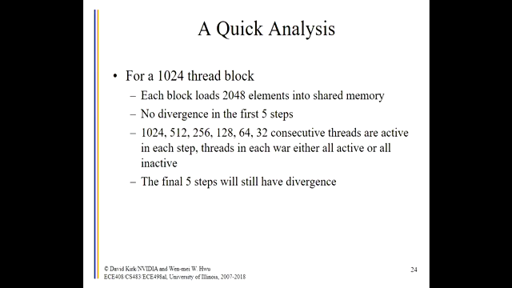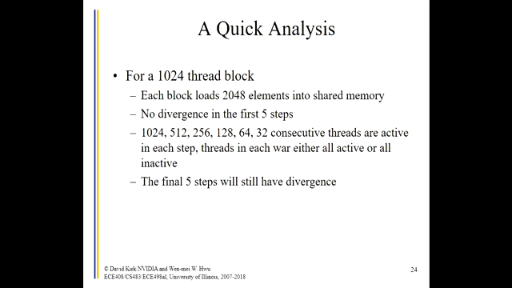The final 5 steps will still have divergence, but the number of active threads in that final warp is still going to be 16, 8, 4, 2, and 1, compared to the previous case where all the threads that are still limping along will only have one thread active, right? So even with this control divergence, you will still be making progress faster than the other algorithm.